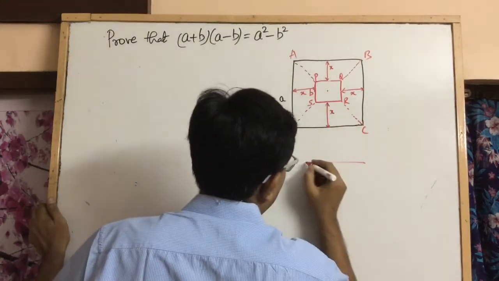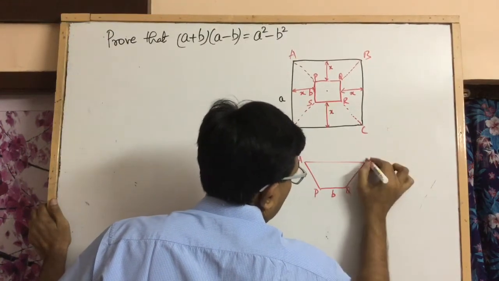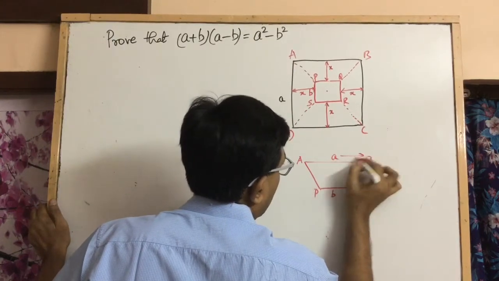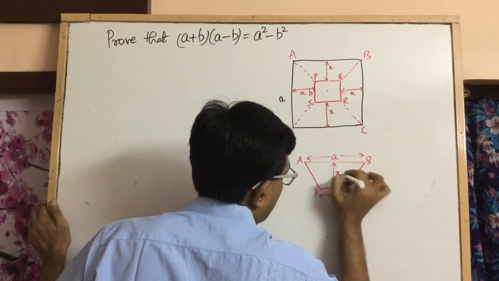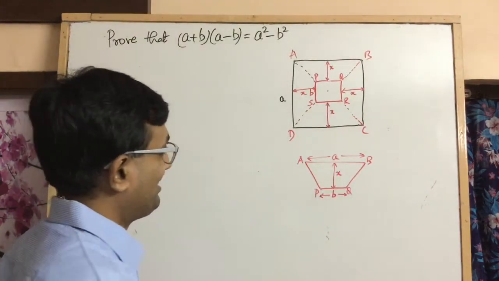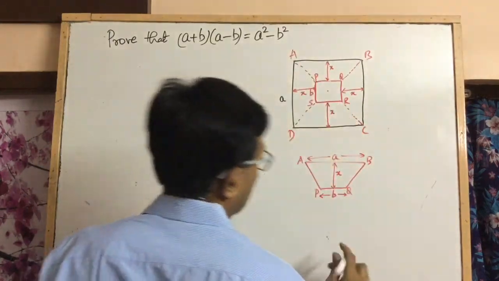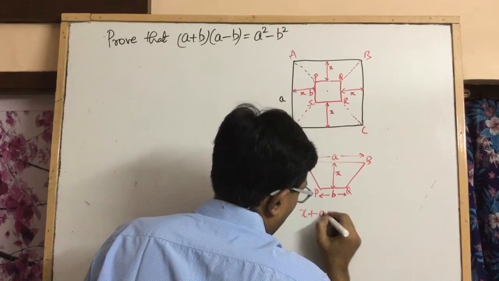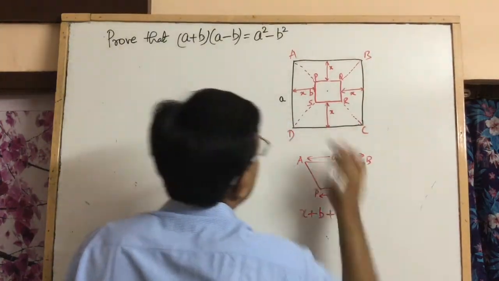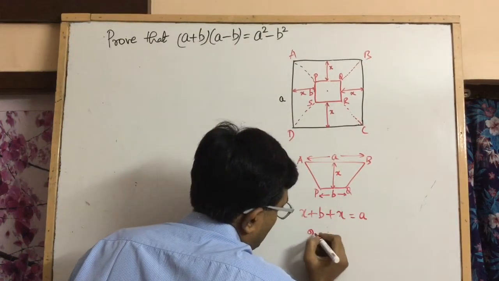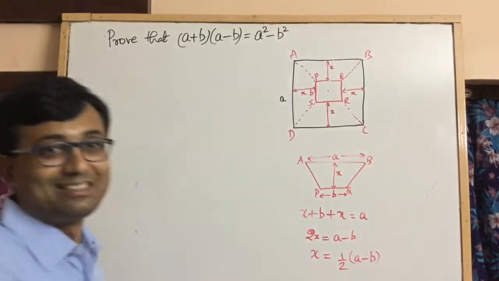So I'll draw it out here separately, like this. So this is A, B, Q, P. This is the length a, this is the length b, and this is the height of the trapezium, the distance between the parallel sides, which is x. Just cut this out of here and redrawn it here. Now we find that x plus b plus x is equal to the side length of the largest square, which is a.